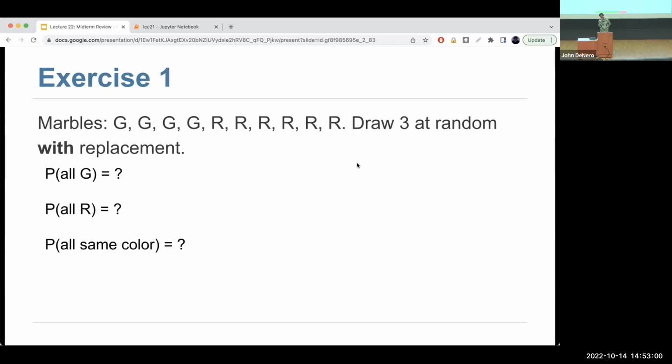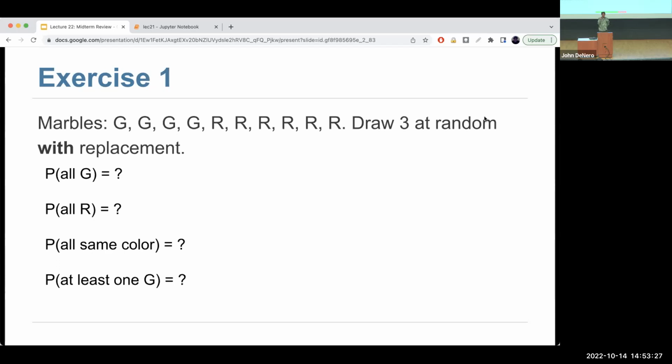Probability that they're all the same color. Uh-oh. The first one could be red or it could be green. I can't just use the multiplication rule. Instead, I have to list out all the ways this could work and add up their probabilities. The possibilities are green, green, green, or red, red, red. So I could compute the probability of those two things and add them together.